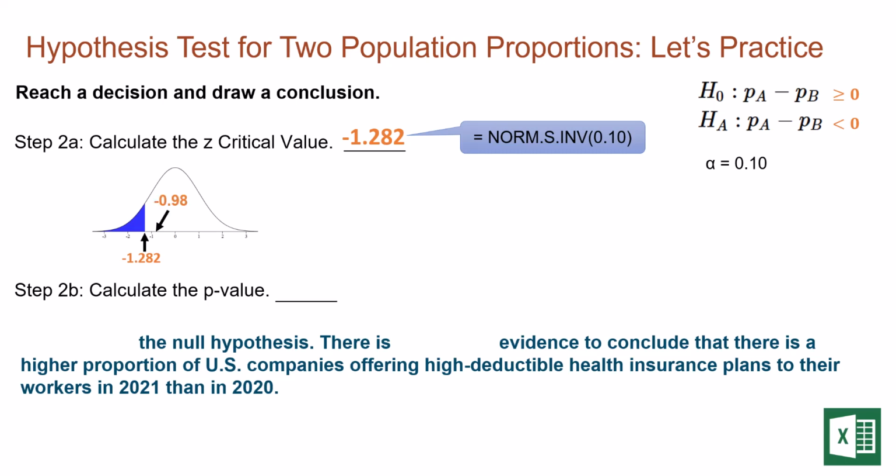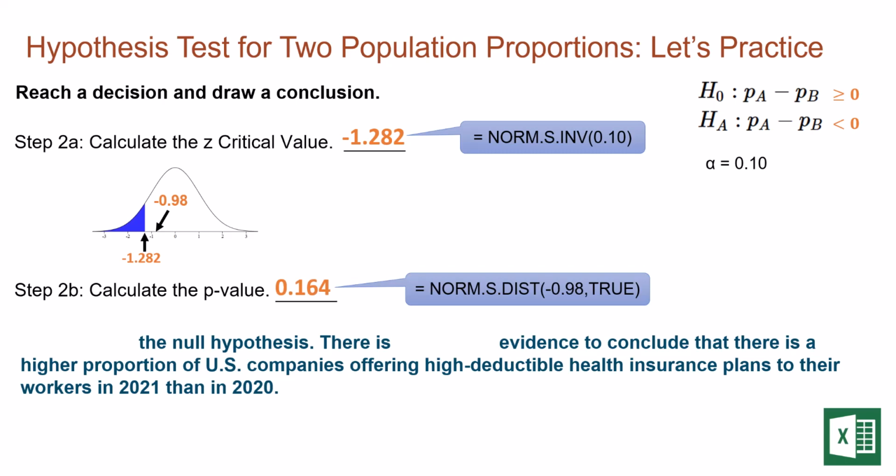We can see that the z-test statistic of negative 0.98 is here, which is in our do not reject region since it's greater than the critical value. Let's now calculate the p-value in step 2b. In Excel, we'll type in norm.s.dist and negative 0.98 for z and true for cumulative, and we get 0.164. This is consistent with the critical value approach since this is not less than the significance level of 0.10.